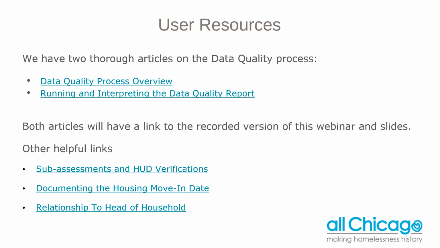Both articles will be available in the emails that we're sending out and in the slides that will be available after this. Other helpful links would be the sub-assessment and HUD verification articles that we have, documenting the housing move-in date and relationship to head of household. This goes over a lot of the tickets that we receive. So I think these three articles would help assist in correcting data.